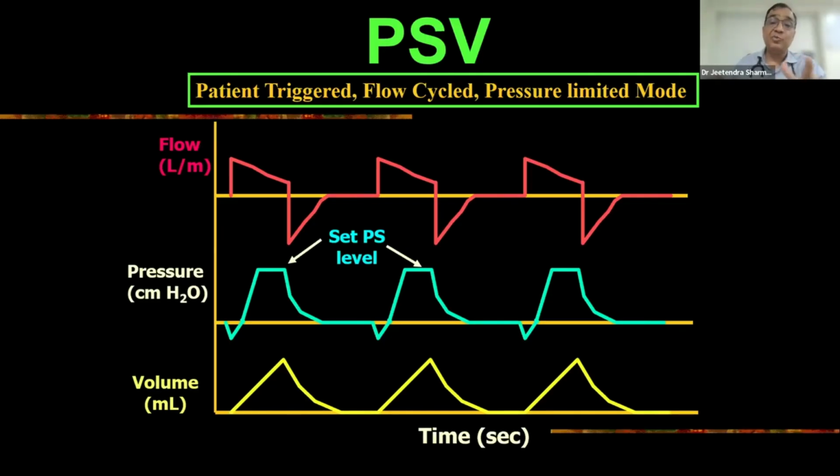But in pressure support mode, when you see the ventilator, you don't set anything. You just set the low pressure, upper pressure, FiO2, and that's all. So you set the upper pressure. How long will it remain? Actually, you're not giving any command to the ventilator. That is the PSV.